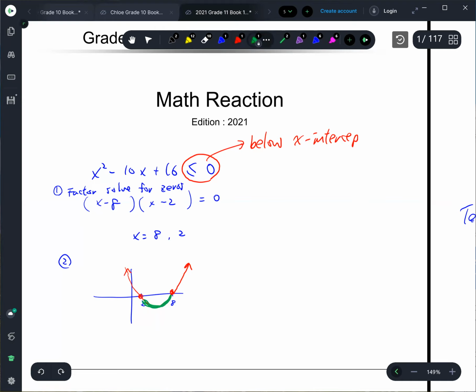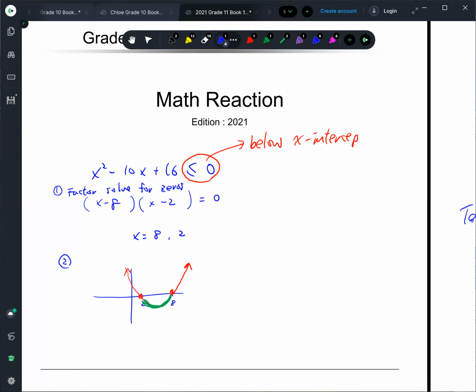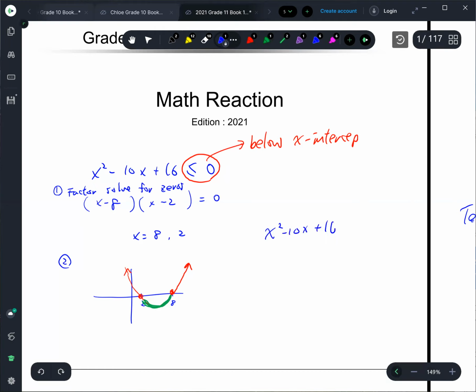Make sense? Wait, why is that though? Because it's underneath the x-axis, so it's below the x-intercept. X-intercept means it's on the x-axis, right? So less than means below. Oh, but if it's greater than or equal to, would it be above the x-axis? Yeah, so you have three things happening here. You have x squared minus 10x plus 16, and you could have greater than or equal to 0, equal to 0, or less than or equal to 0.